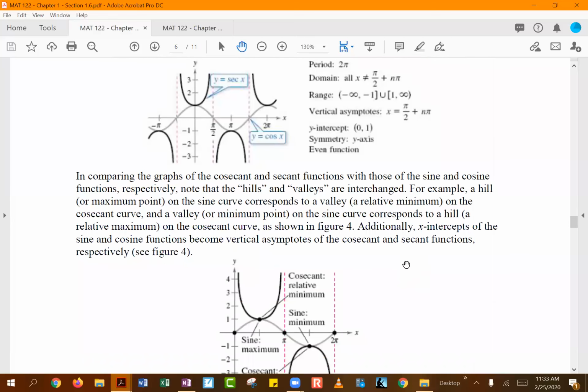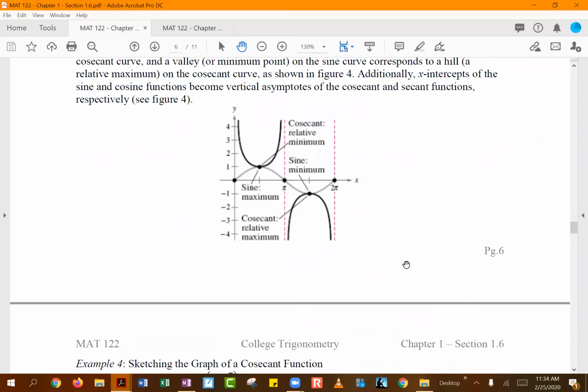And we talked about that last time. Tangent, cotangent, sine, cosecant are odd functions. Cosine and secant are even functions. And I've already talked about the hills and the valleys, so you can read this paragraph if you like. They're just highlighting the fact that where you have a relative maximum on the sine function, you're going to have the relative minimum on your cosecant function.